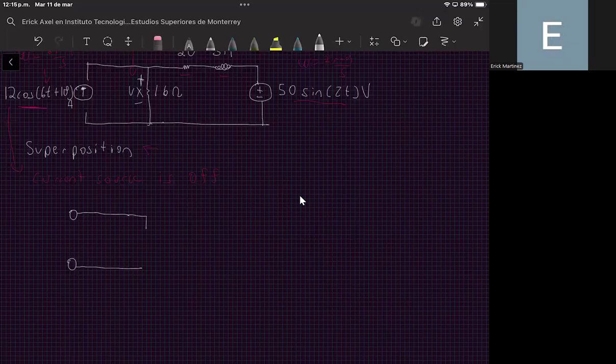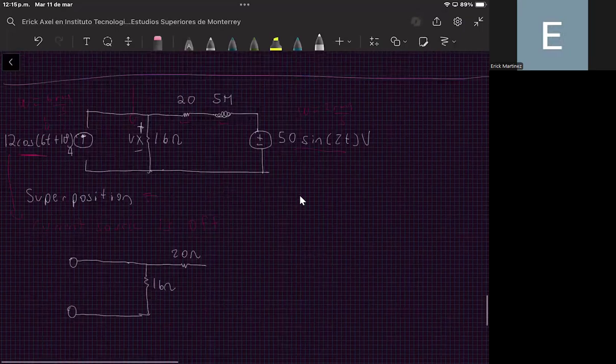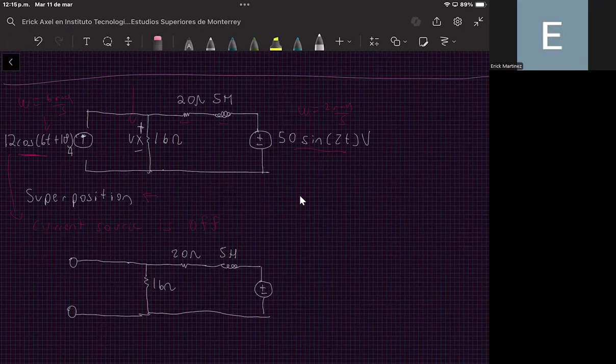And also we have here the 16 ohm resistor. Remember that we need to compute this voltage in the 16 ohm resistor. And also we have here the 20 ohm resistor, and here we have the inductor of 5 henries. And here we have the voltage source that has a value of 50 times the sine of 2 times t volts.